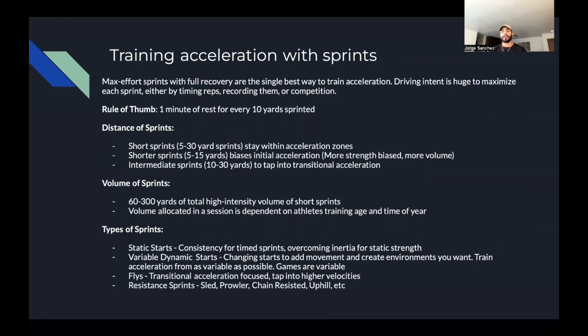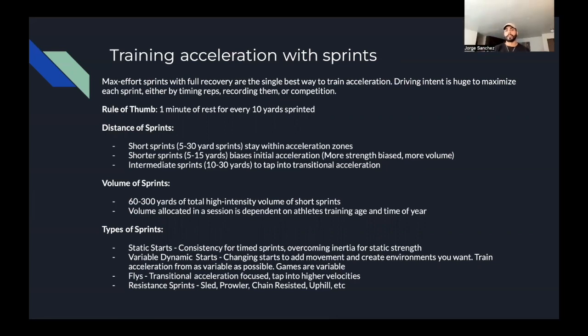So we know what physical qualities we need in acceleration and what to work on technique-wise. Now let's talk about how to train acceleration. So first, the best way to train speed always is with max effort sprints with full recovery. Now, sprinting with max effort is key, and we can drive intent on every rep by either timing our reps, recording them from the side, or competing with others.